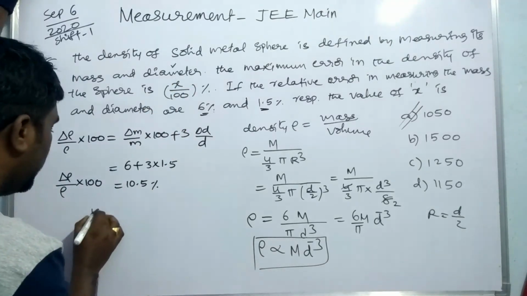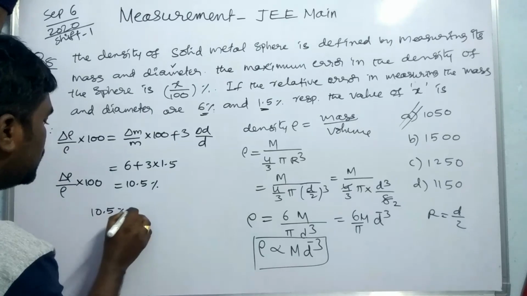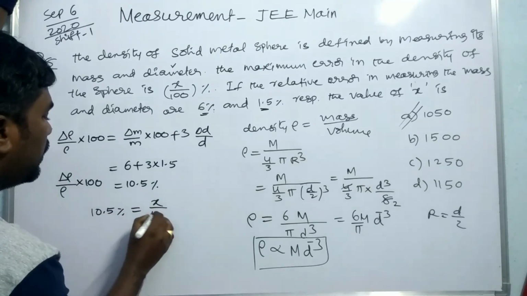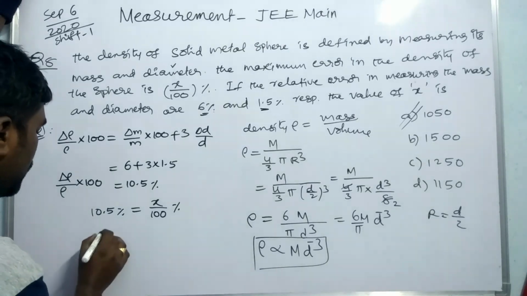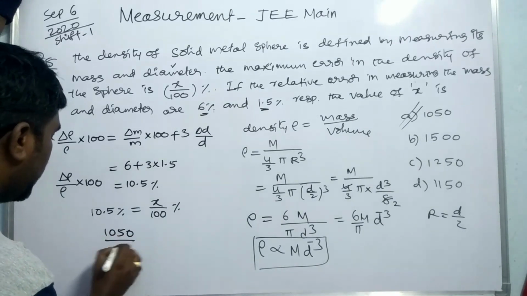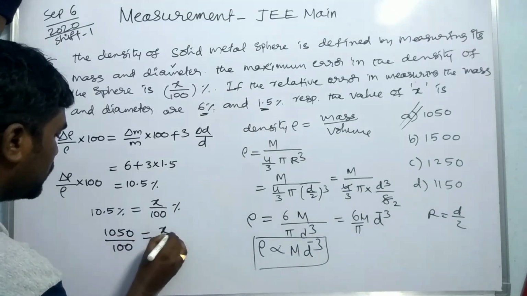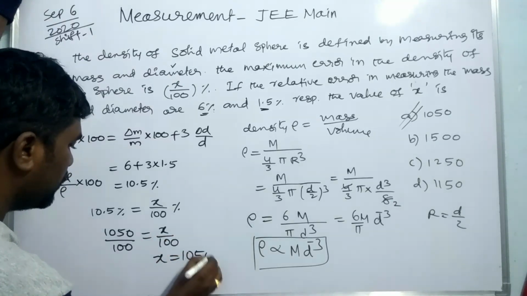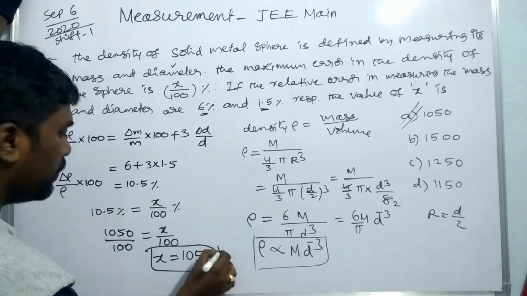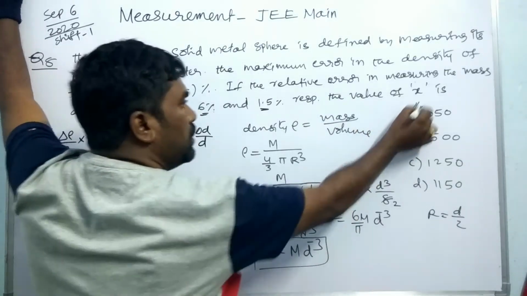So 10.5% is equal to x by 100%. Therefore, 1050 by 100 is equal to x by 100, where x is equal to 1050. Right? So this is the value which is in option A.